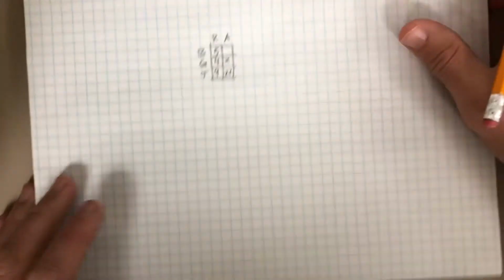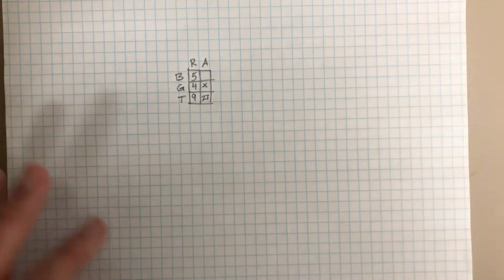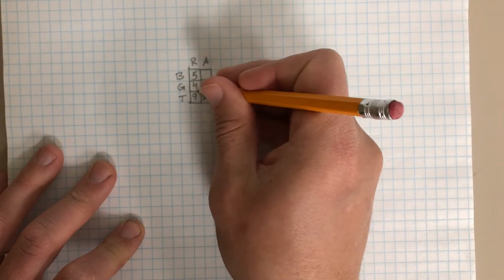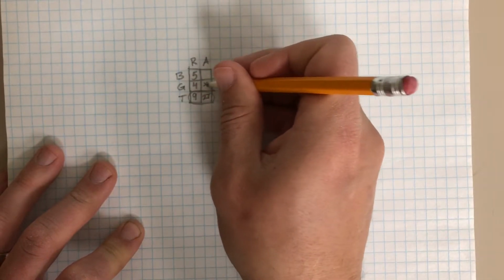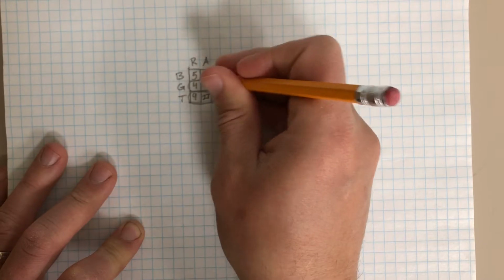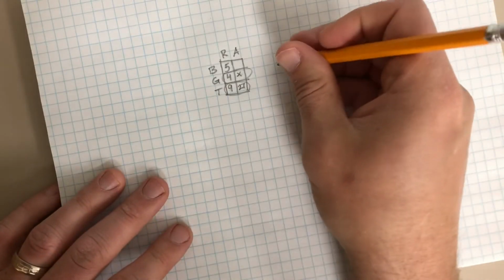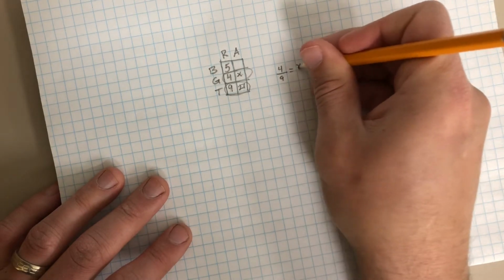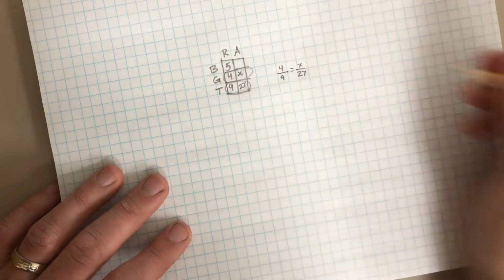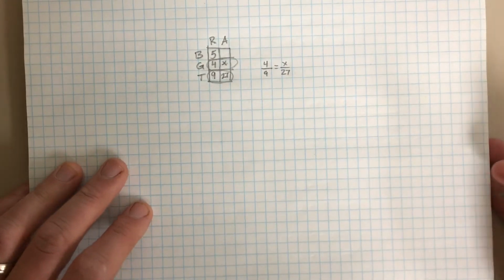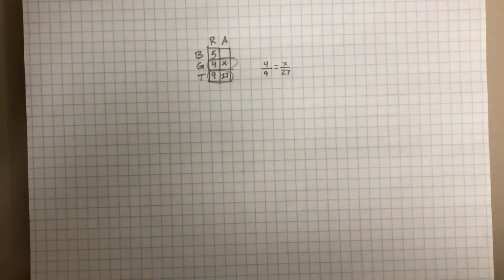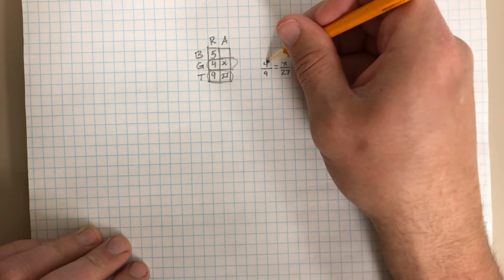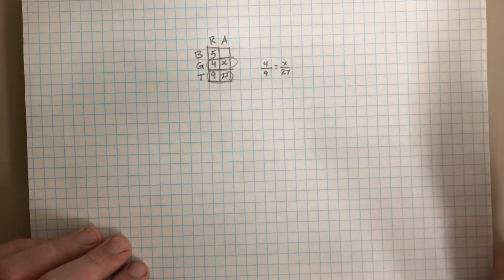Okay, so when we're doing a problem like this, we want to take the boxes where both of them are filled in, and then the one with the missing number. Okay, and we can set up a proportion. 4 is to 9, just as x is to 27. Then we can cross multiply and divide.